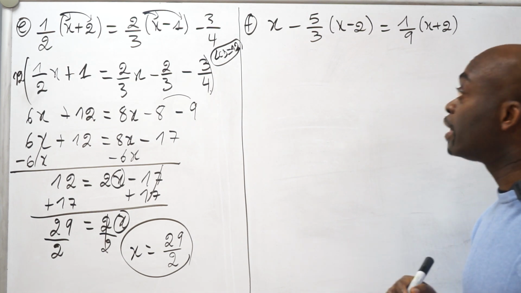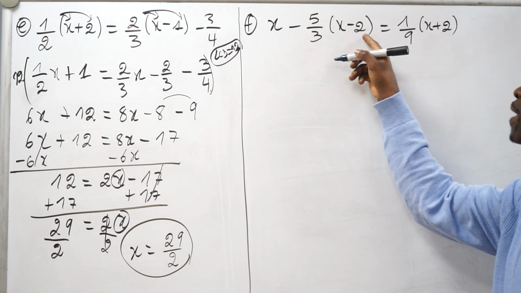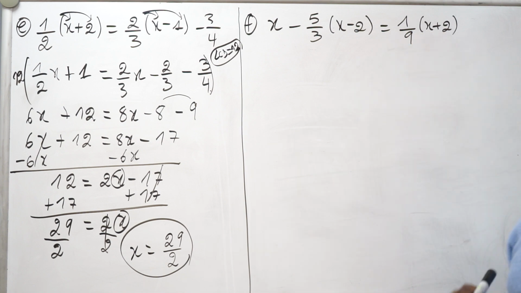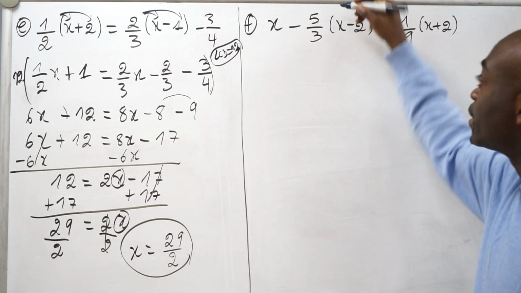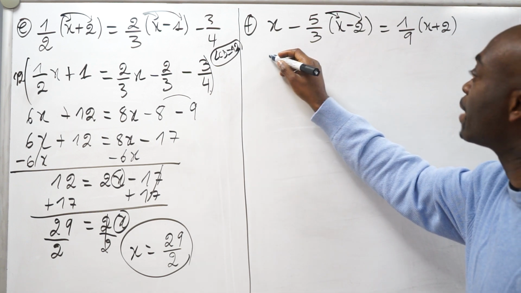Now F. So let's go with F. So we have x minus 5/3 times x minus 2 equals 1/9 times x plus 2. So what's going to happen here? We still got to remove the parentheses, right? And then we just bring down the x.